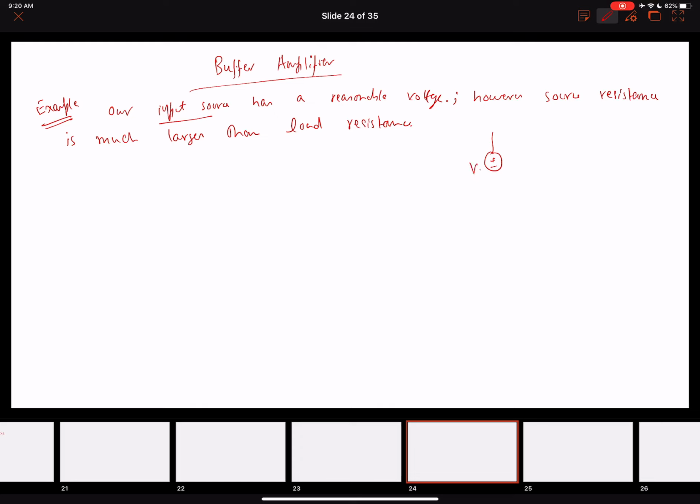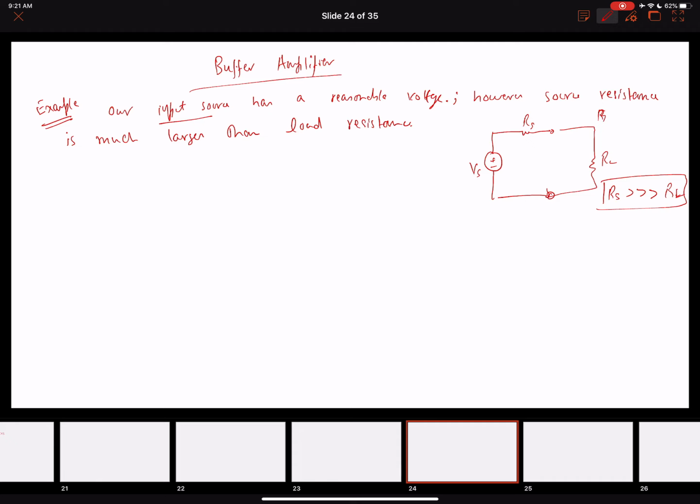For example, this was your Vs, this is your Rs, and this is your RL. So now the problem over here is, let's suppose we don't want the amplification to be done. Our Vs is reasonably okay. We don't want the voltage amplification at all here. But the problem that we have is our source resistance, our Rs here, is significantly larger than the load resistance. When this happens, you can realize what is happening.